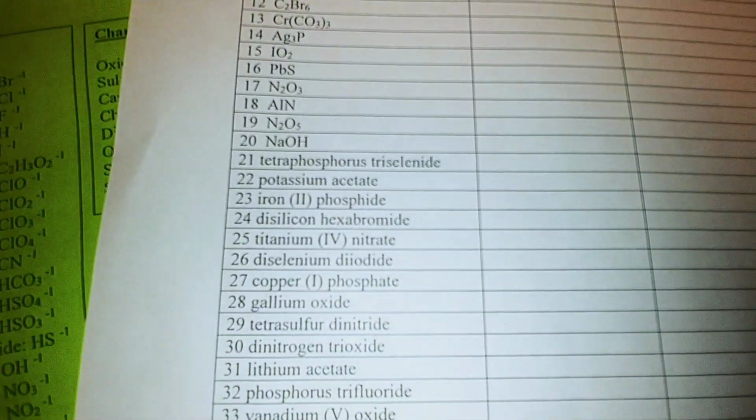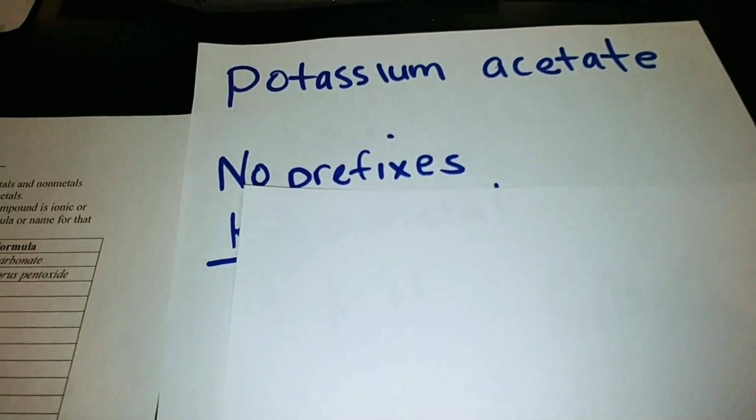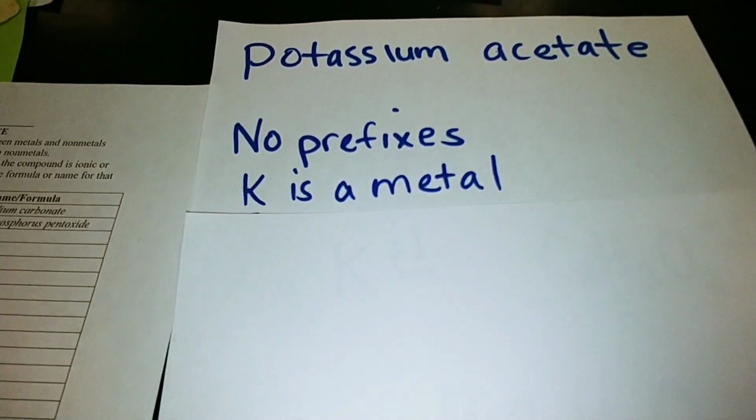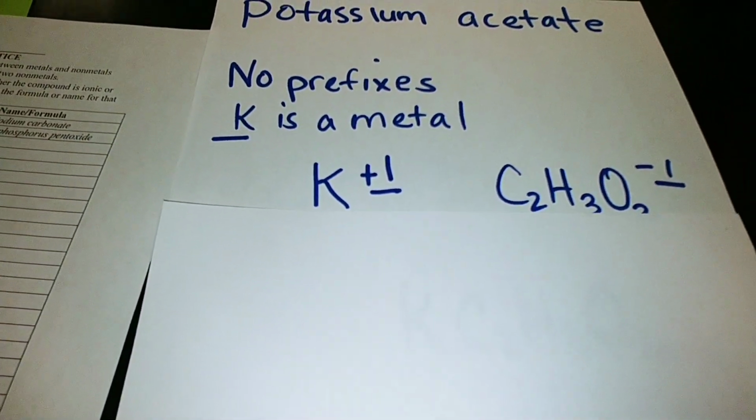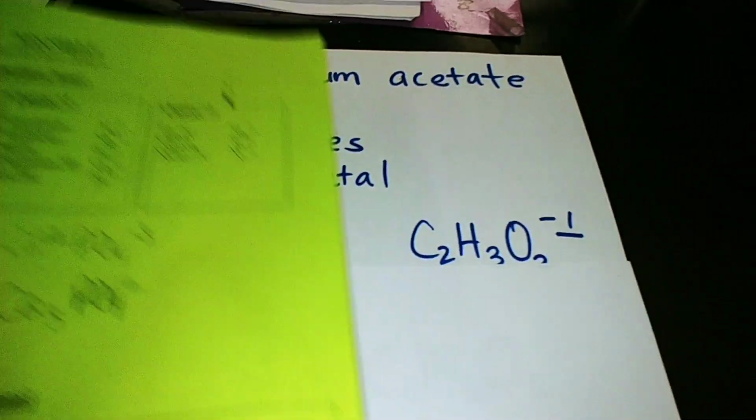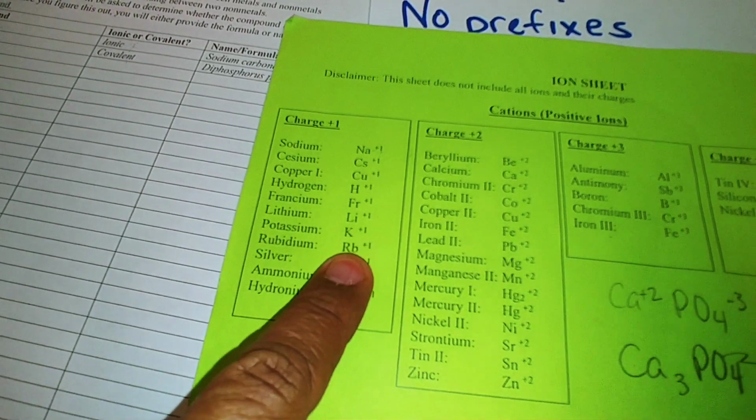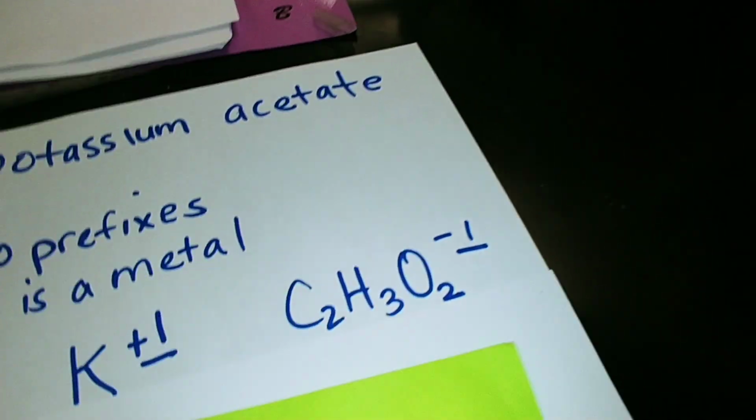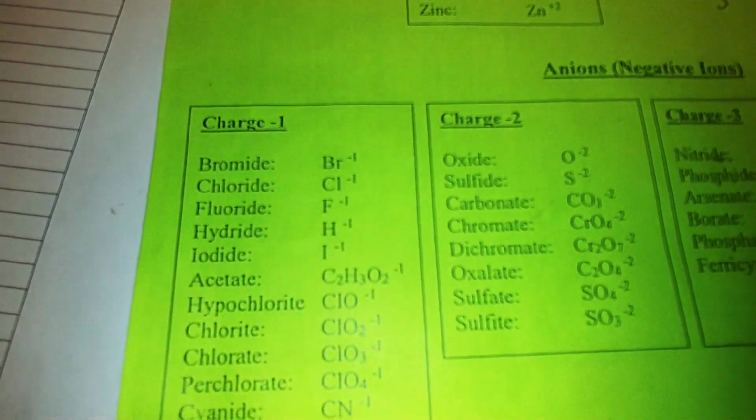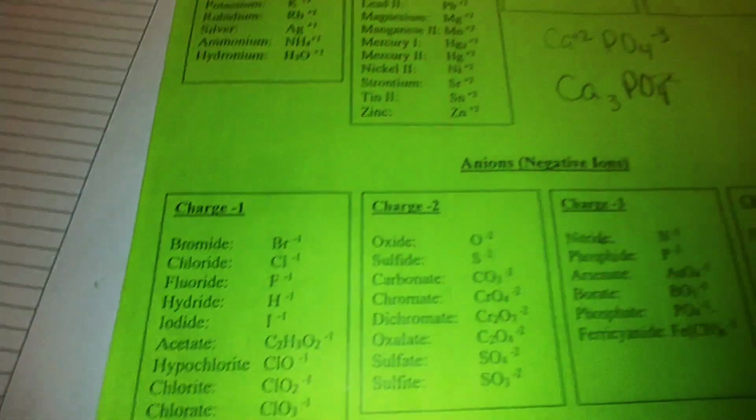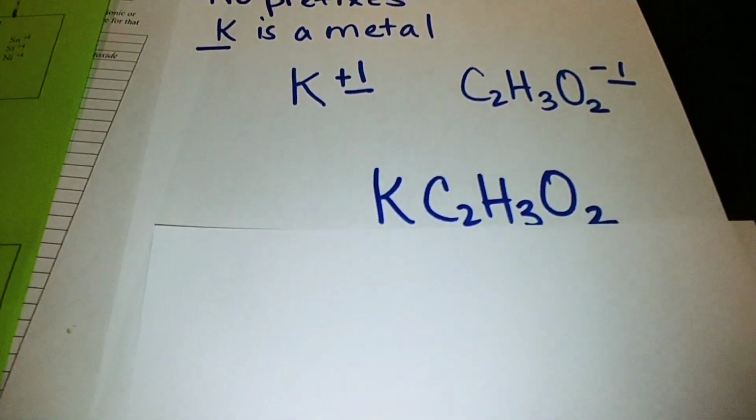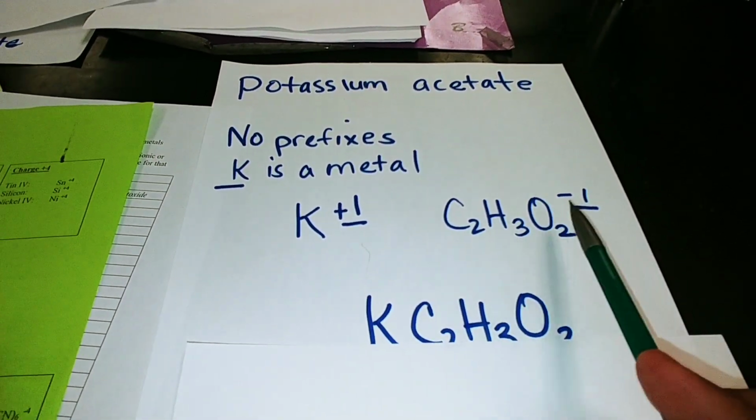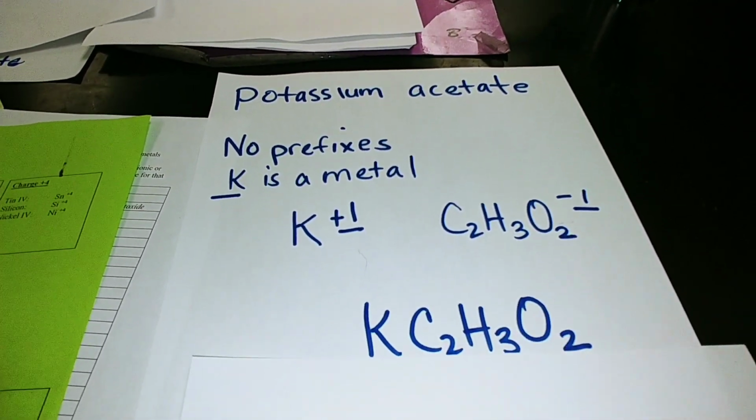Another example would be 22, potassium acetate. Looking at potassium, we know it doesn't have prefixes. We know potassium, which is K, is a metal, so it's ionic. We look on the ion sheet. Potassium, there it is. It's K, positive 1. We look up acetate. There's acetate, C2H3O2, negative 1, which is where I got that. You're going to put them together because this is the same amount in charges. They cancel each other out, and this is our final formula.